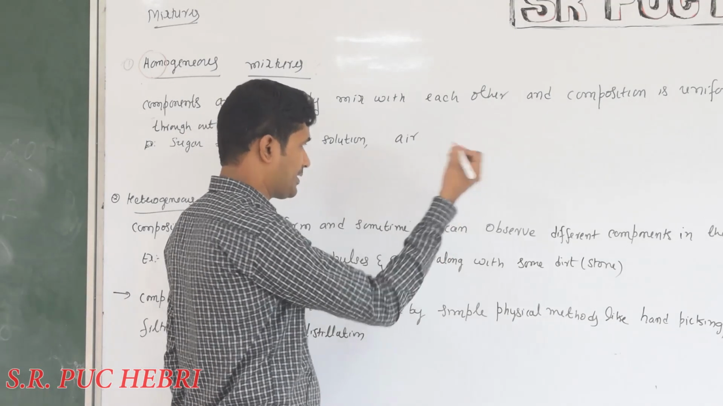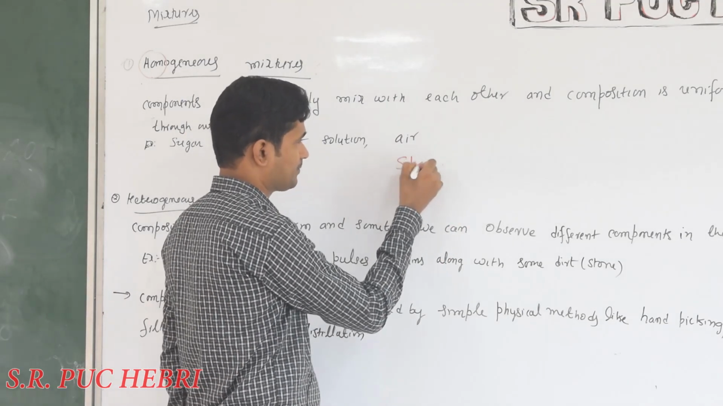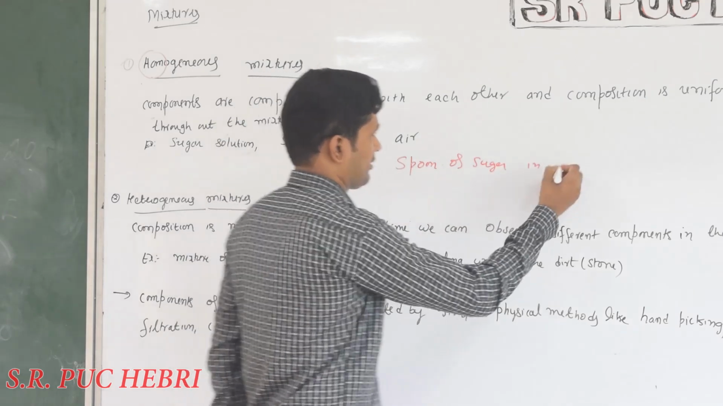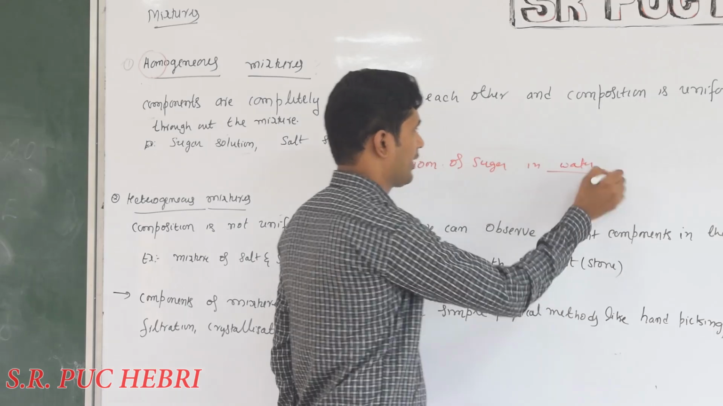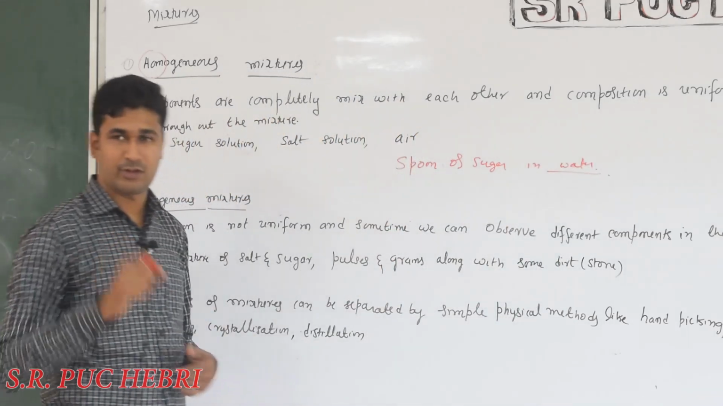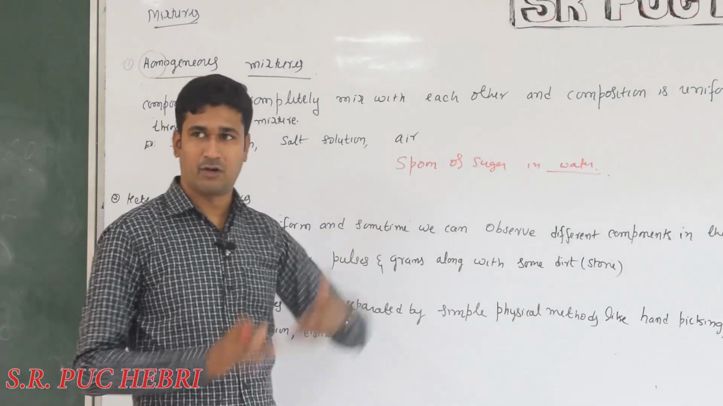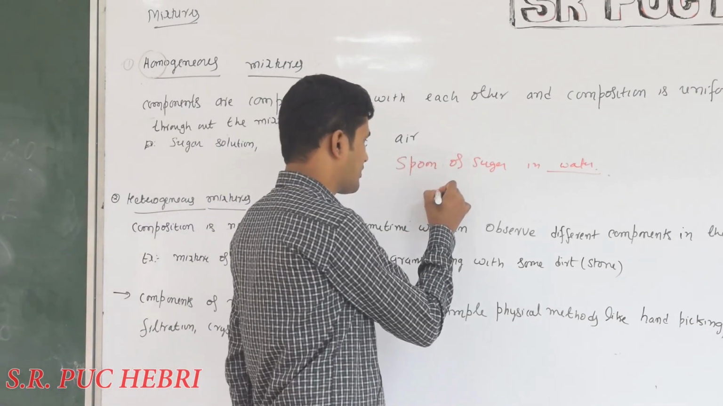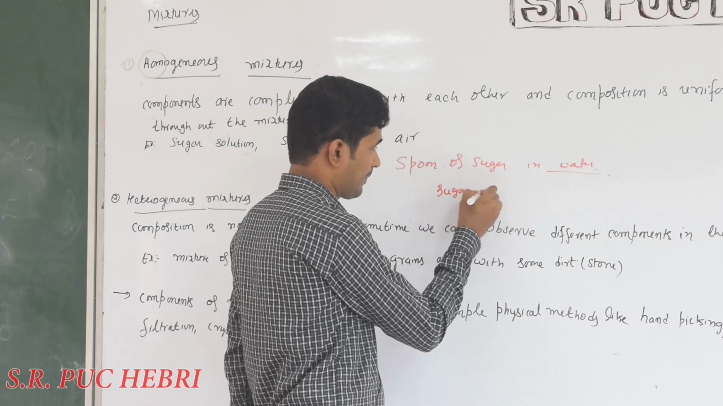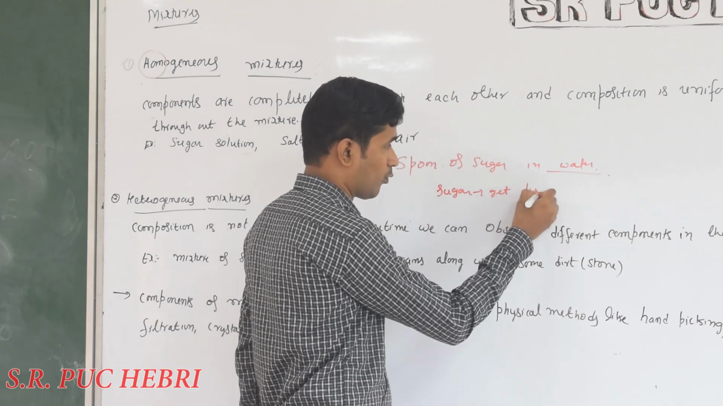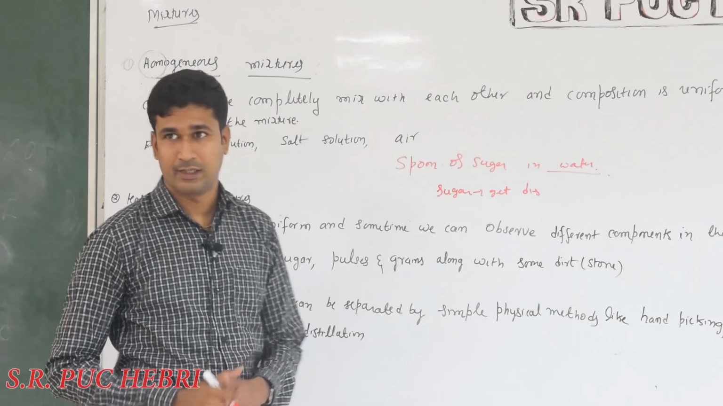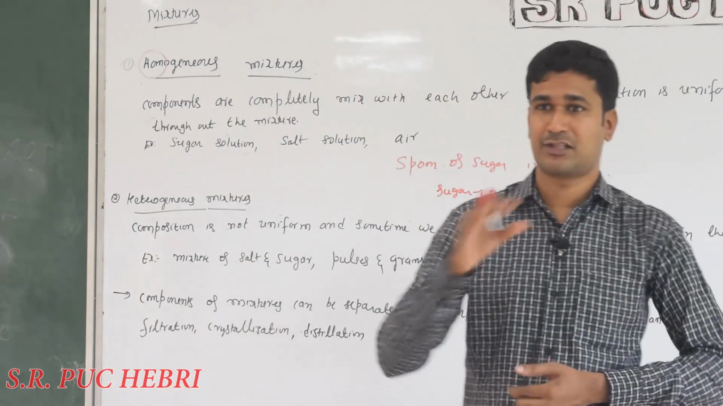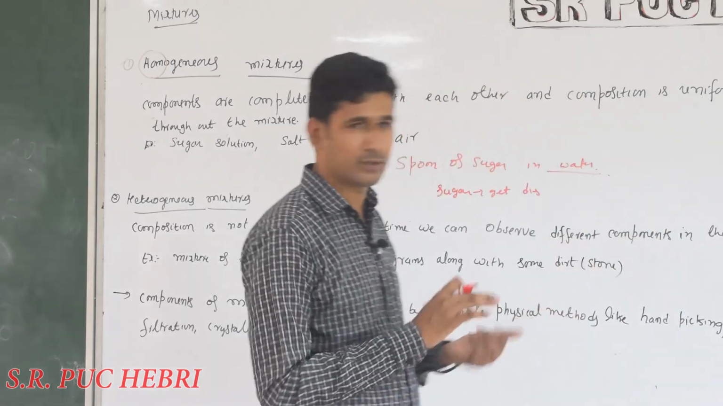You take a pinch or a spoon of sugar and dissolve it in water in a glass. You pour a small amount, a spoon of sugar, into the water present in a glass, and you stir it well. What happens? Sugar gets dissolved in water. Once it gets dissolved in water, you cannot identify where the sugar is.